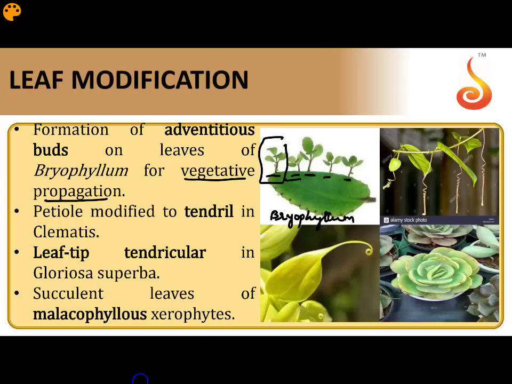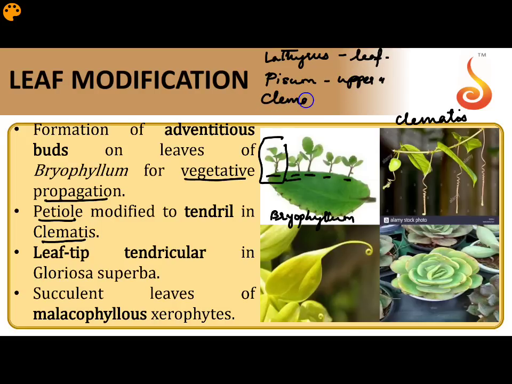Next one is tendril, but which part of the leaf is a tendril? The petiole. Petiole is converted into tendril in the case of clematis. So this plant is clematis. Clematis petiole. So if I have to just quickly add up everything, in the case of Lathyrus, what did we see? We saw the entire leaf is a tendril. Pisum sativum, only the upper leaf is a tendril. In the case of clematis, what are we seeing? In clematis, we are seeing the petiole is a tendril.